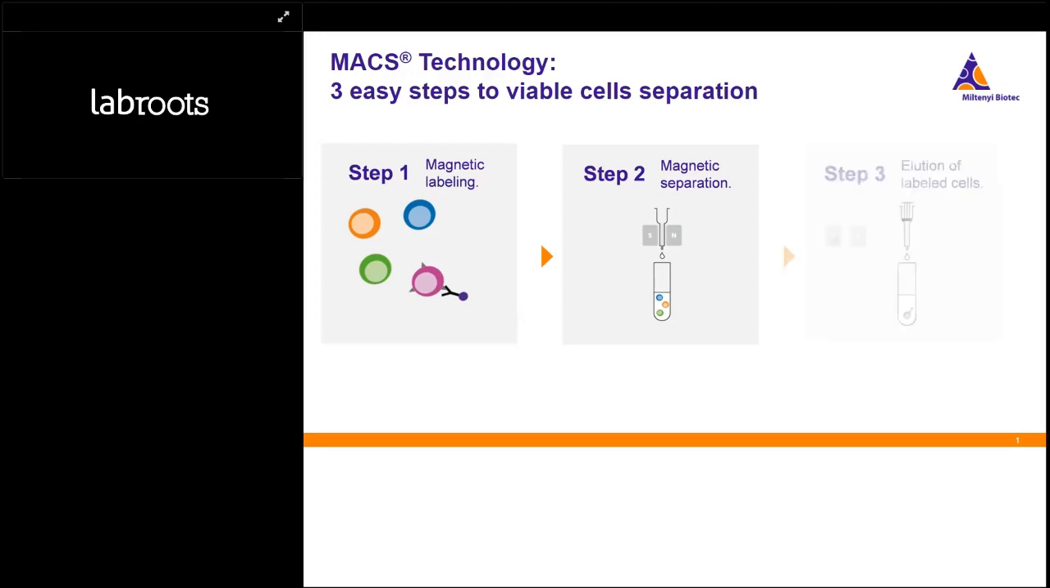After that, you can simply take out the columns, add the elution buffer and push it through. Since they are no longer attached to the magnets, those cells that have been recognized by the antibody with the magnetic microbeads will then be flushed out through to another collection tube, and that is your positive portion. So this is a very simple but efficient way to do a quick cell separation based on their surface markers. You might have actually heard of this kind of magnetic separation.